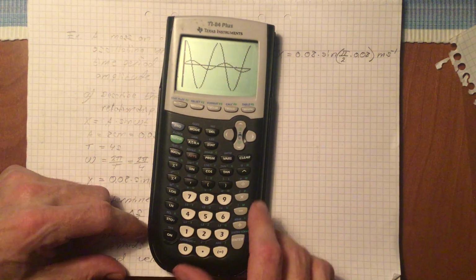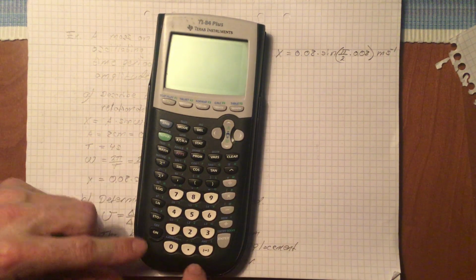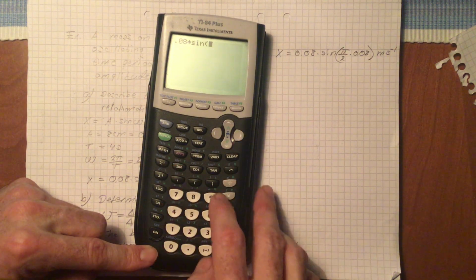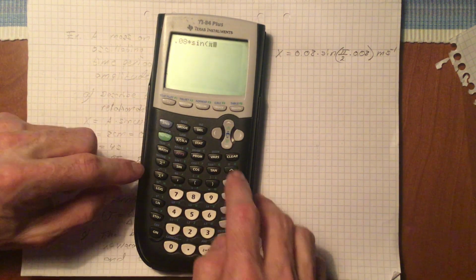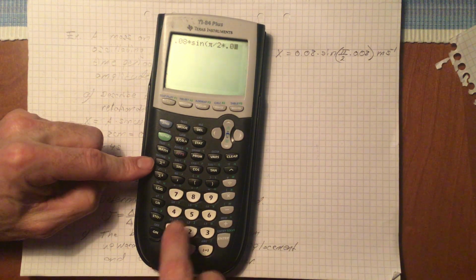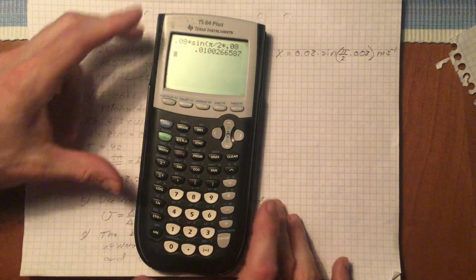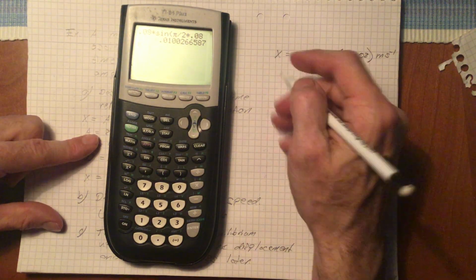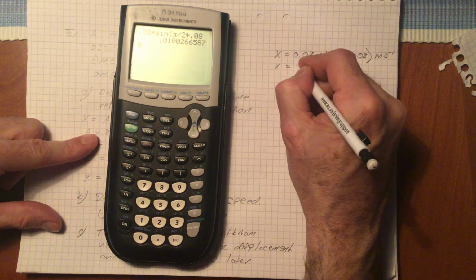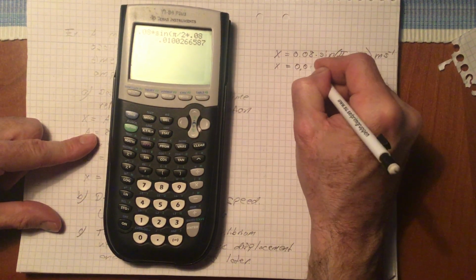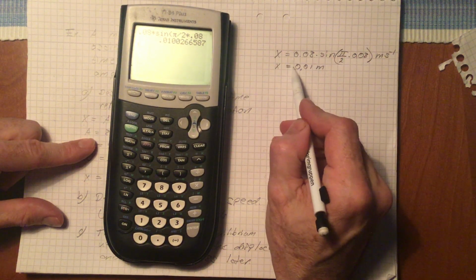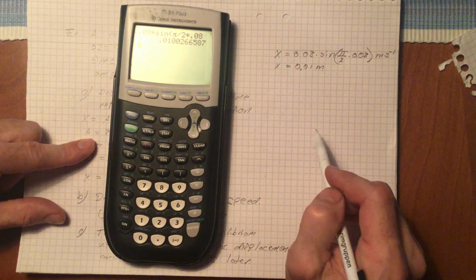We use our calculator and let's write 0.08 times sine of pi divided by 2, and we multiply it with 0.08. So the displacement is 0.01 meter. There could be a negative sign in front of it, then it's below the equilibrium.